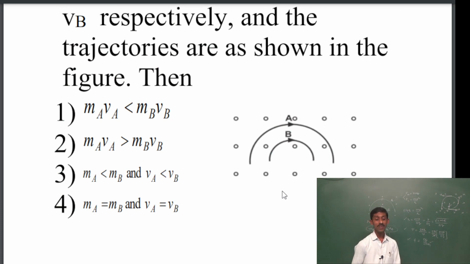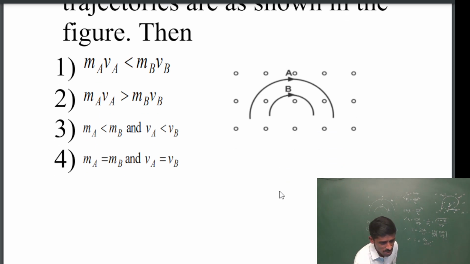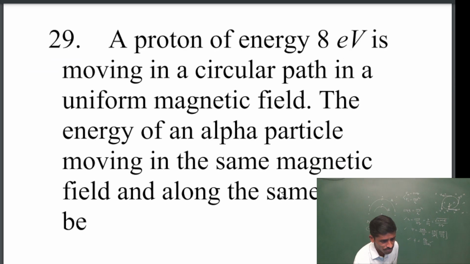Now see, if MA is less than MB, according to law of conservation of linear momentum, VA is less than VB does not happen. If MA is equal to MB, VA is equal to VB, P is same, charge is same, field is same, radius becomes equal. So the only correct answer is MA VA must be greater than MB VB.